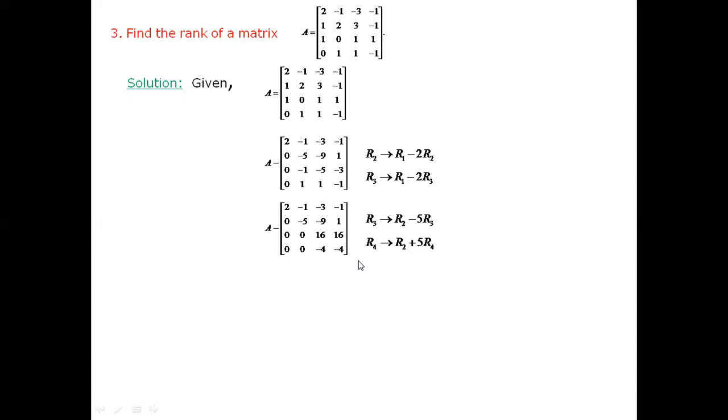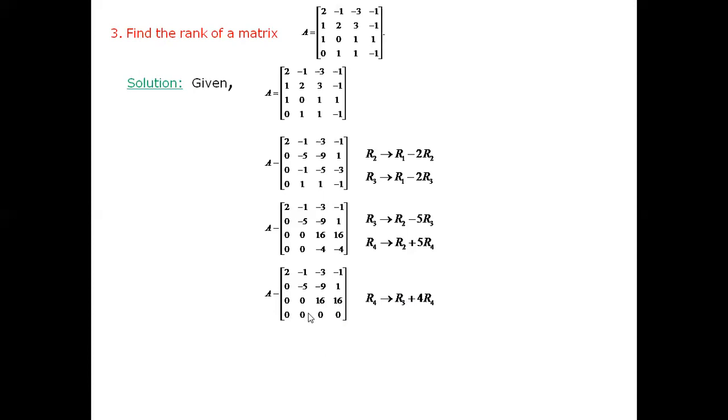So what transformation can you use? R4 implies R3, that is 16. Let us multiply this by 4: 4 into 16. 16 minus 16, 0. So I can use this transformation. See this: 16 minus 16, 0. And here also 16 minus 16, 0.